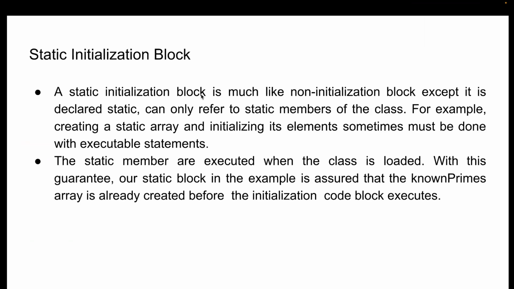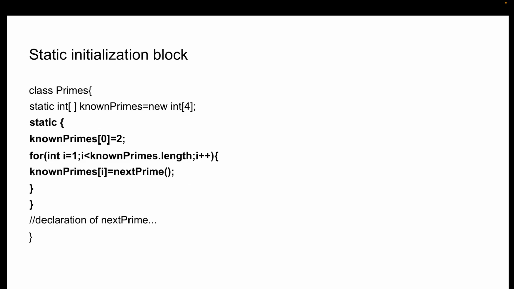A static initialization block is much like a non-static initialization block, except it is declared static and can only refer to static members of the class. For example, creating a static array and initializing its elements sometimes must be done with executable statements. And static blocks are also executed when the class is loaded. With this guarantee, our static block in the example is assured that our nonPrimes array is already created before the initialization code block executes. Okay, so let's see this example.